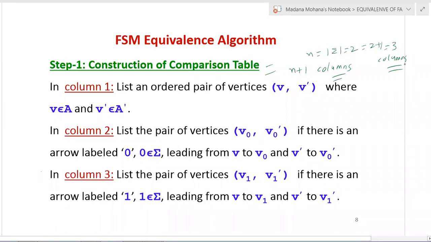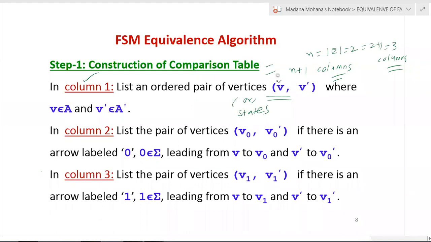Now, what does column 1 contain? List an ordered pair of vertices. Here vertices are also called states. In a transition diagram, all states are denoted by circles, which is a directed graph. In a graph, nodes are vertices, so both are the same. Vertices correspond to states. So in column 1, list an ordered pair of vertices.